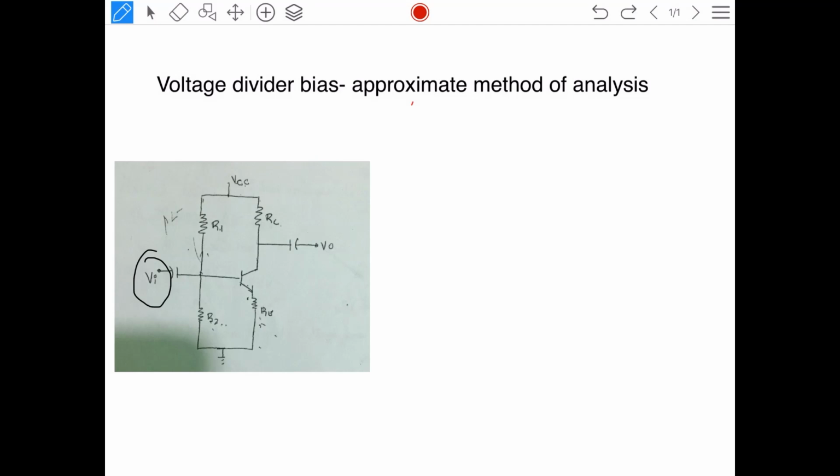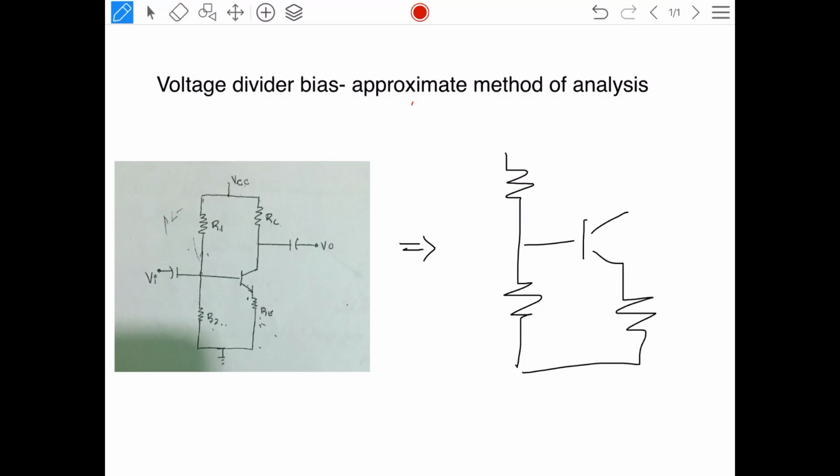Once I remove V in and V out, the coupling capacitors do not hold much importance, because capacitors are used to block DC and pass AC. Now we do not have AC at all, so blocking DC and passing AC has no meaning. So I will rewrite the circuit this way. Sorry about the rough sketching.